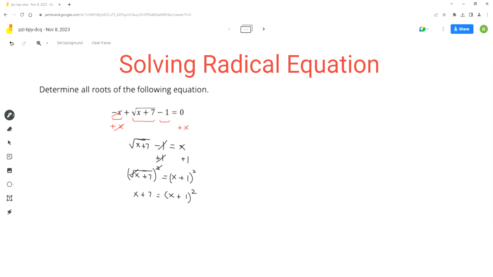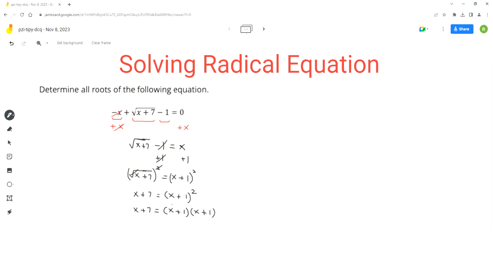Now we have gotten rid of the square root. So now we are left with a polynomial equation. So we will solve this equation. So the first step is to distribute this square on the right side of the equation. So we get x plus 7 equals x plus 1 times x plus 1. By expanding the square, we write the term twice, because square means multiplying the term by itself.